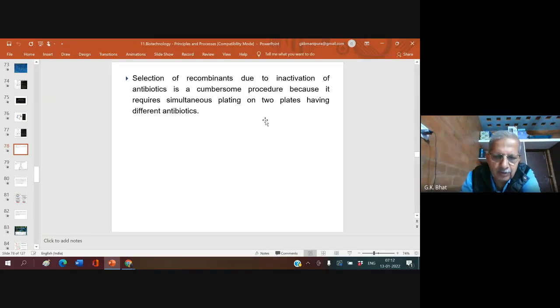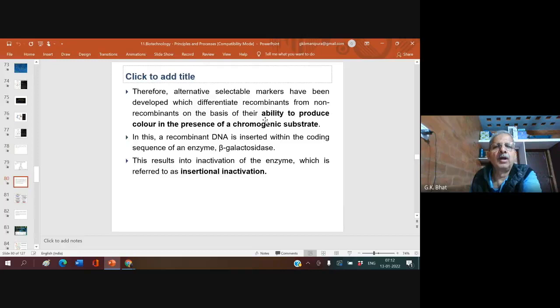For that, what have they done? They wanted to know whether the plasmid is with the recombinant DNA or without it, and to make sure that the plasmid has the recombinant DNA. Therefore, alternative selectable markers have been developed which differentiate recombinants from non-recombinants on the basis of their ability to produce color in the presence of a chromogenic substrate.